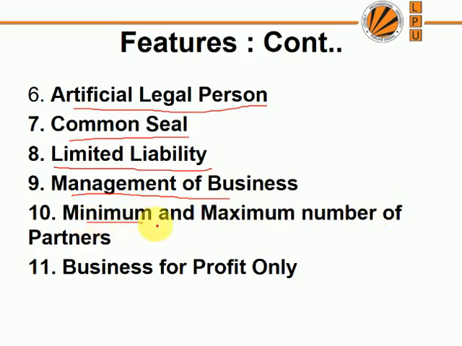Next feature is the minimum and maximum number of partners. Every LLP shall have at least 2 partners and at least 2 individuals as designated partners, of whom at least one shall be a resident of India. There is no maximum limit on the number of partners in an LLP. To find out who is a resident, we have to refer to the income tax law, which tells who is a resident, a non-ordinary resident, or an ordinary resident.